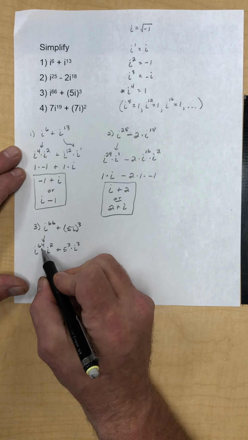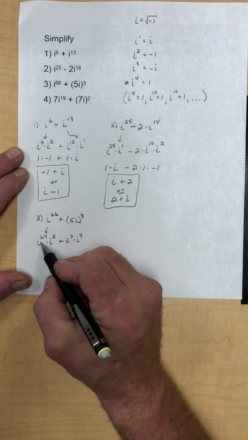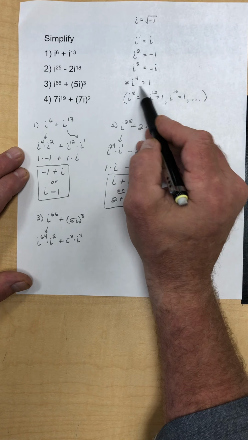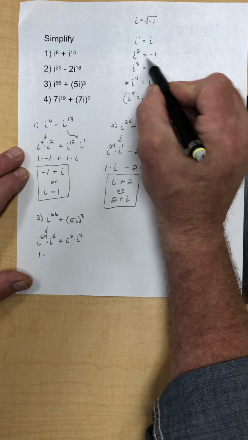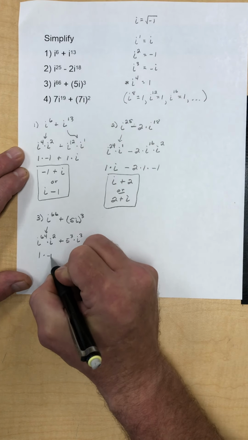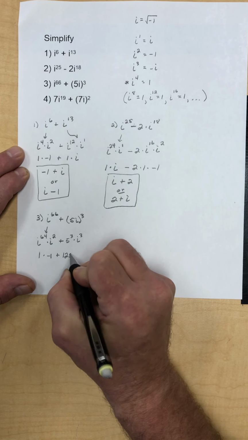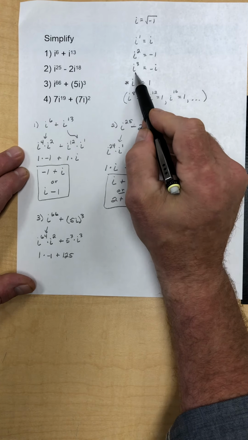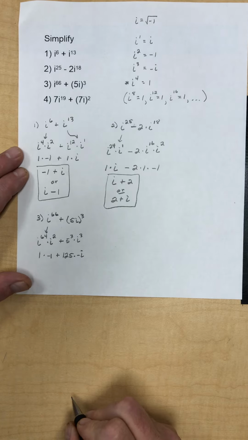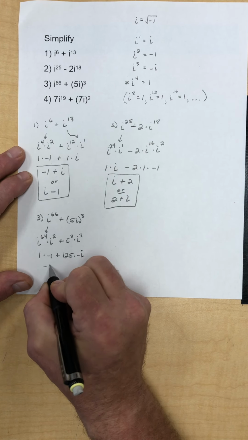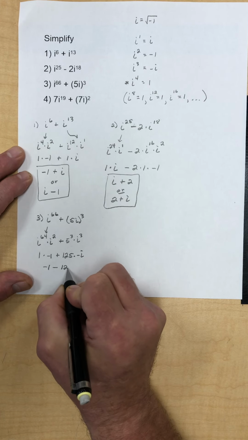Okay, so let's see, i to the 64th. 64 is a multiple of 4, so i to the 64th is the same as i to the 4th, so we get 1. So I got 1 times i squared. i squared is negative 1. Negative 1 plus 5 to the 3rd power is 125. And i cubed is negative i. So it looks like we're going to get negative 1 from right here, and then this would be negative 125i.